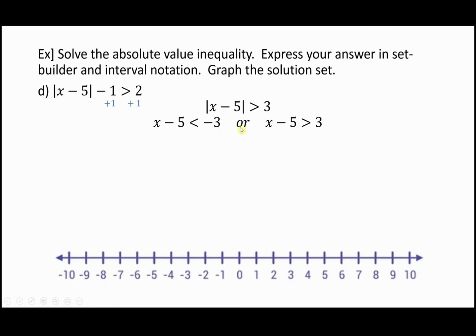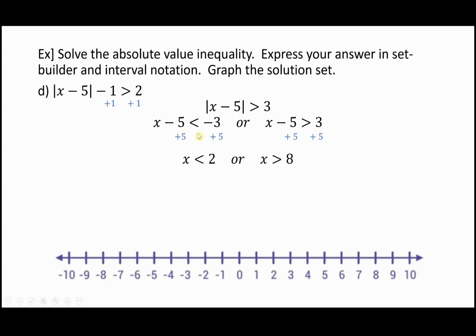There's also, you have to put "or" in between the other case in which the absolute value expression is greater than that positive value. In this case, it's 3. We will simultaneously solve both of these individual inequalities, which in this case will amount to adding 5 to both sides of each individual inequality. So let's go ahead and do that. We could do it all at the same time if we like.